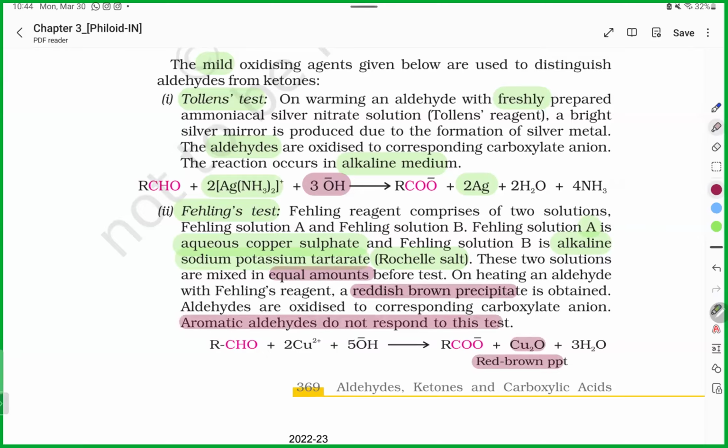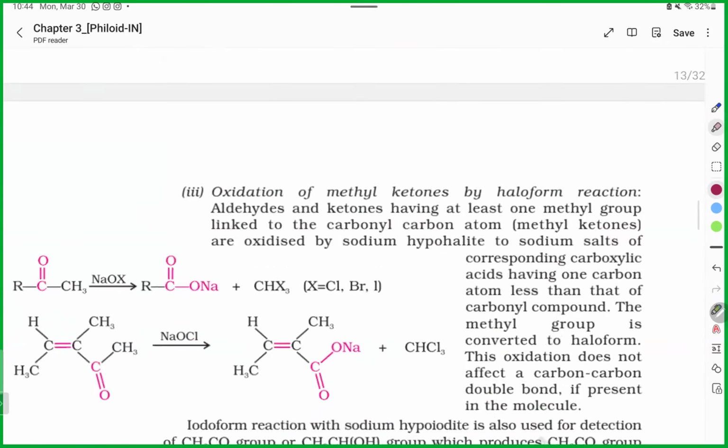What I am doing here, I am not teaching. We are revising. As simple as that. What is the difference? Here you take copper 2 positive ion. The second difference is that OH negative is 5 molecules in Fehling's, and 3 molecules in Tollens reagent. Reactant and product are the same.